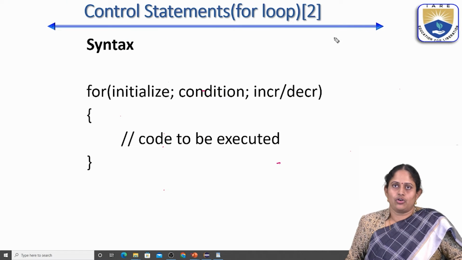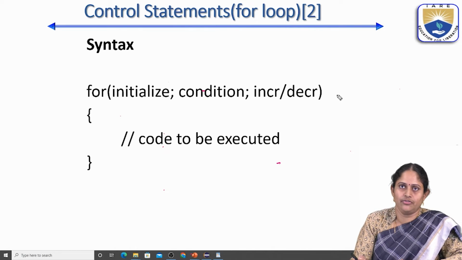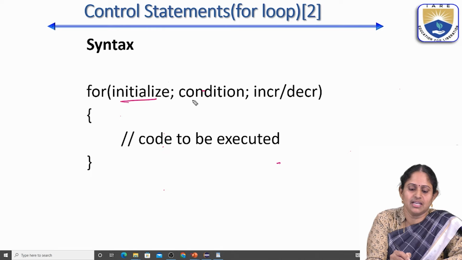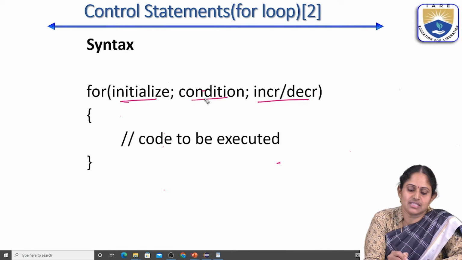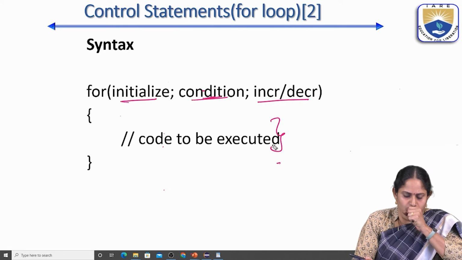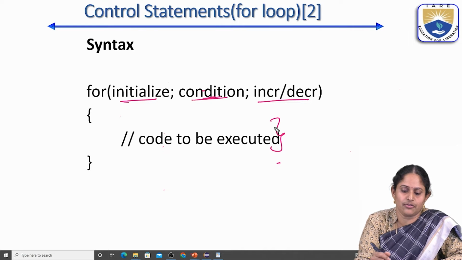Next we have the for loop. This is the syntax for the for loop. We have the initialization part, the condition checking part and the increment or decrement operation. Once this condition is true, the set of code will be executed. This is another looping statement in Java, the for loop.